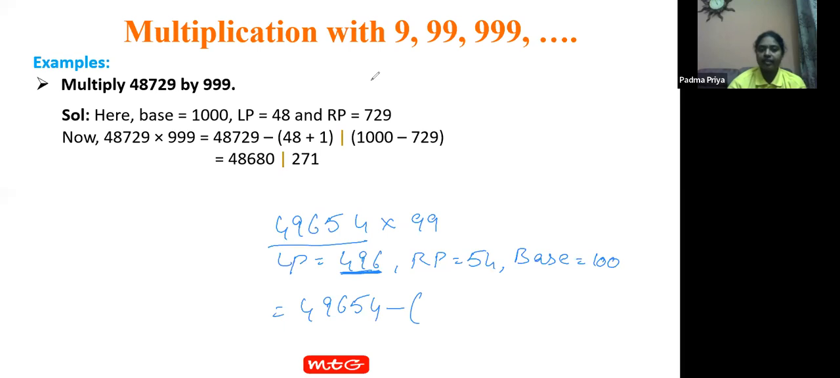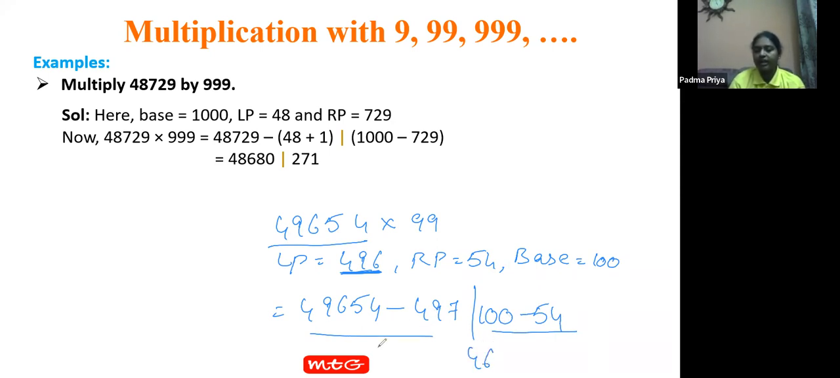Yes, 497. So, you should subtract from the multiplicand 497. And the right part is base minus RP. Before, you used to do base minus multiplicand. But here, we are doing base minus RP. LP we are using for the left side. RP we are using for the right side. But for LP we add one more before subtracting, while RP we subtract directly.